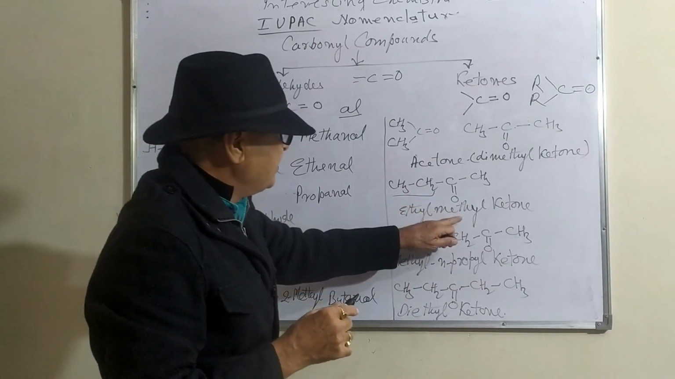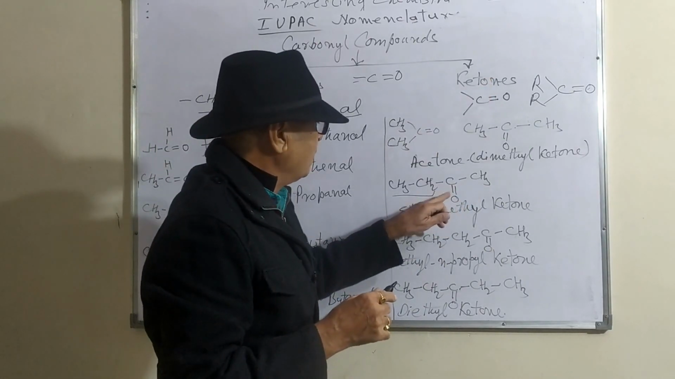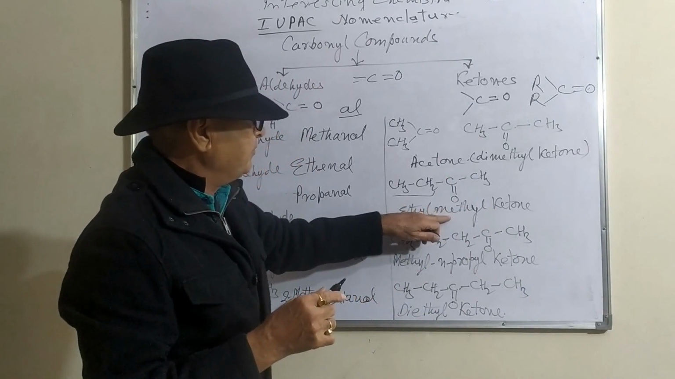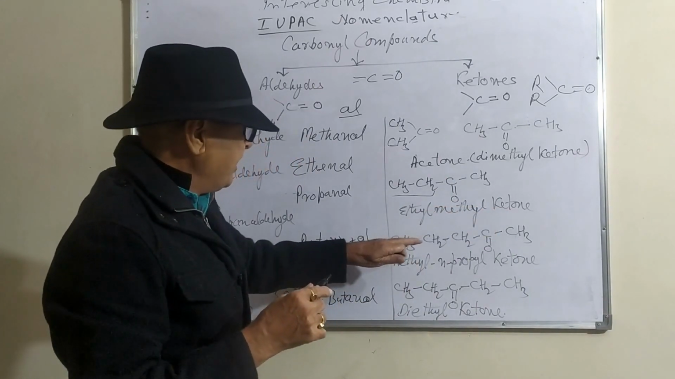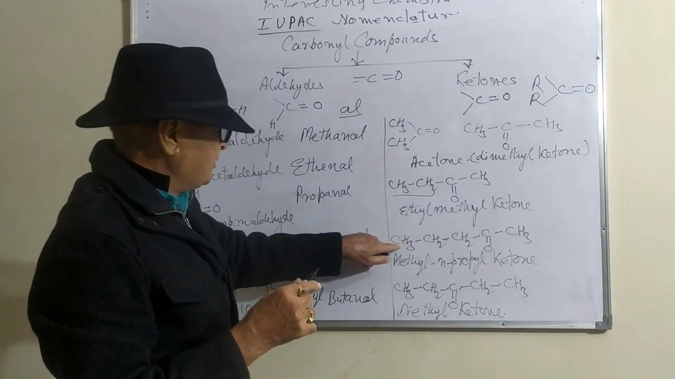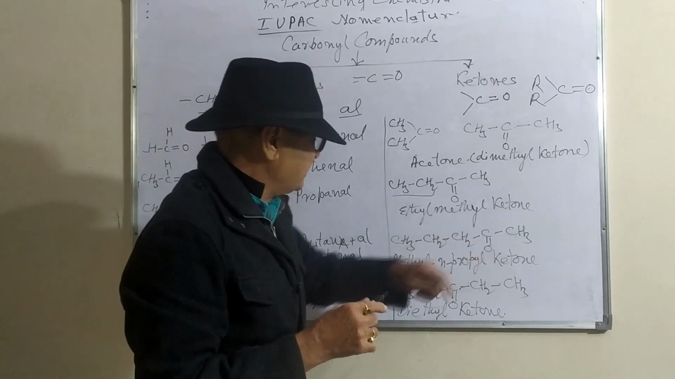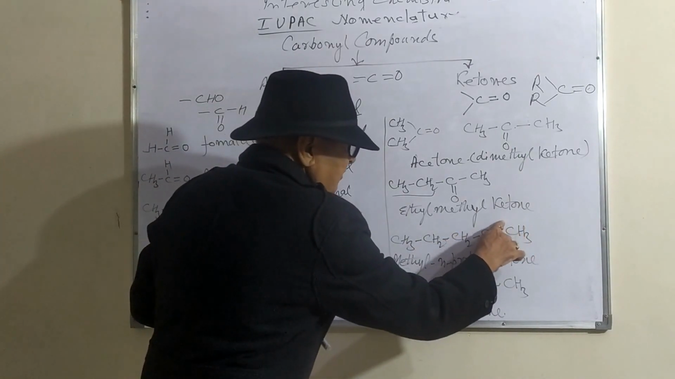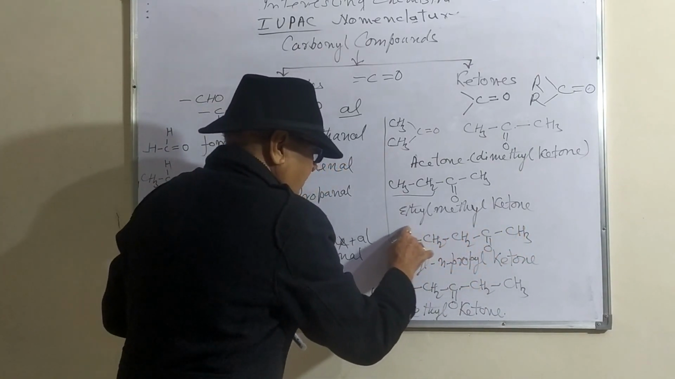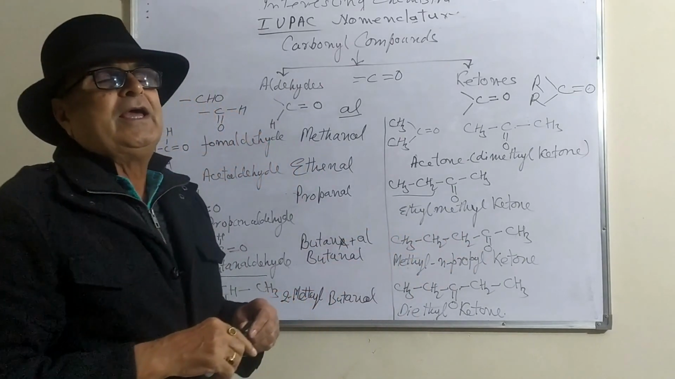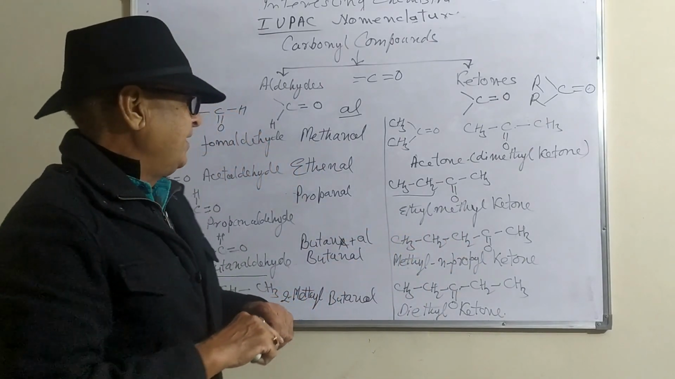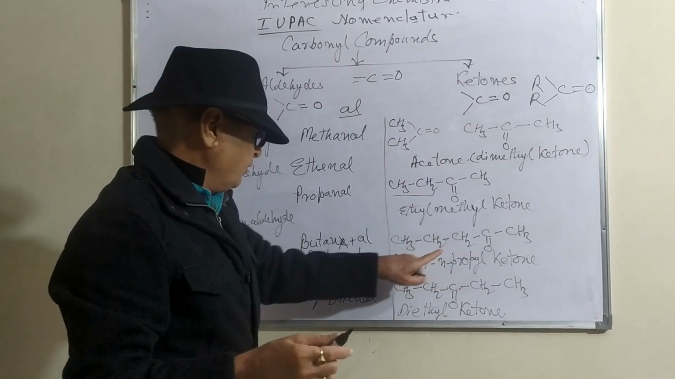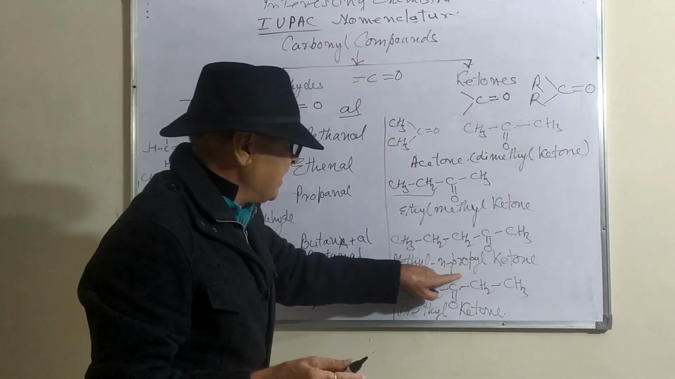Ethyl methyl ketone, because it has the CO group. So the old name is ethyl methyl ketone. The name of this compound will be CH3, CH2, CO, CH3. So this one is methyl, and this one is propyl. And when propyl is joined with the primary carbon, it will be called n-propyl.